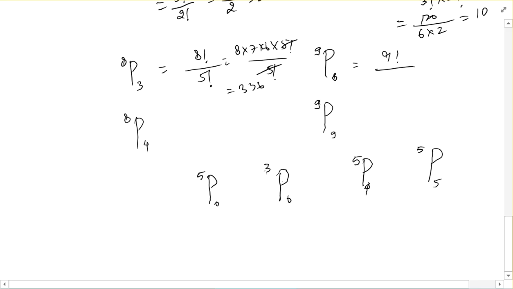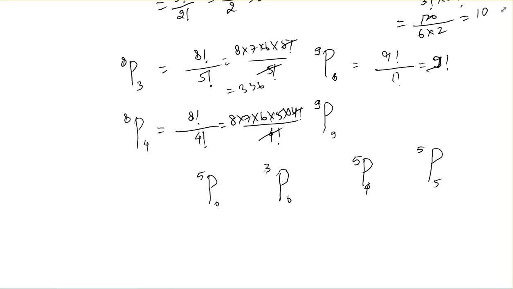9p8: 9 factorial by 9 minus 8, that is 1 factorial. So it is basically 9 factorial. Okay. 8p4: 8 factorial by 8 minus 4, that is 4 factorial. So 8, 7, 6, 5, we will stop at 4. Okay, so 8 into 7 into 6 into 5, that is 1680.